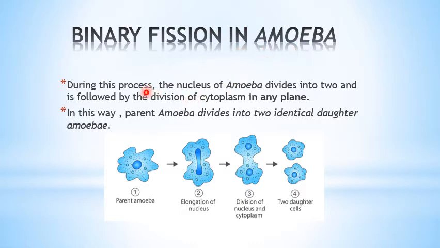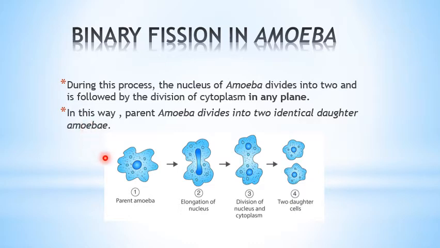During this process, the nucleus of the amoeba divides into two, followed by the division of the cytoplasm in any plane. So this is very important. From any plane, the amoeba divides into two daughter cells. It may be equal division or it may be unequal daughter cells, but they are identical to their parents. In this way, an amoeba divides into two identical daughter amoebae. This is the plural of amoeba.